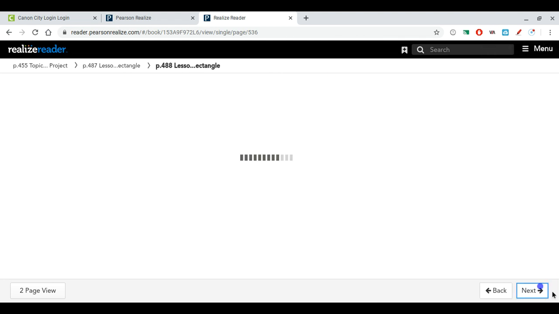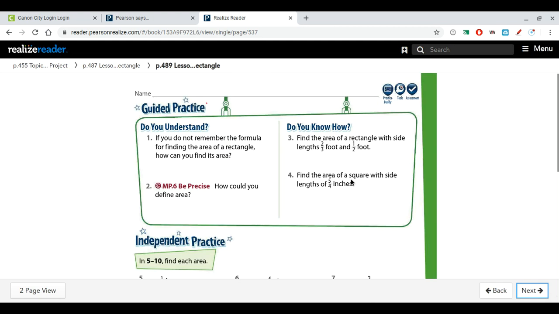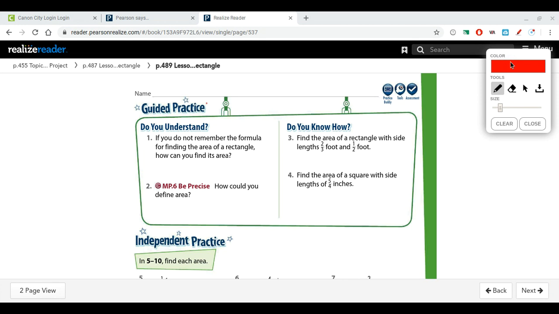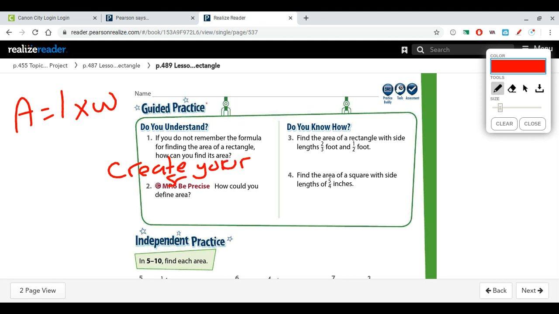Okay, moving on to your guided practice. If we take a look at your guided practice, it says if you do not remember the formula for finding the area of a rectangle, how can you find its area? So if you don't remember that area is equal to length times width, what you'll need to do is create your square on grid paper. So you'll need to use grid paper to help you find your area from there.